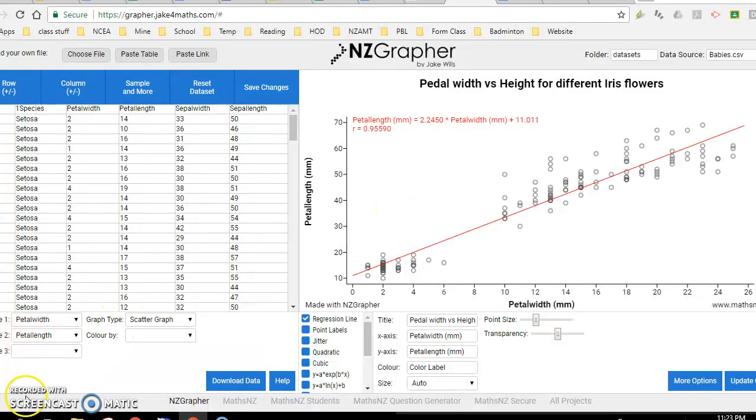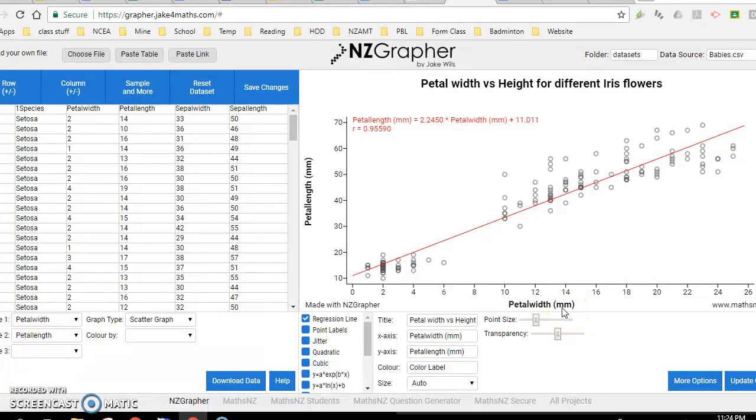We're going for petal, which I just realized that I spelt wrong. Petal, P-E-T-A-L. We'll get it right eventually. Update graph. So petal width versus petal height for different iris flowers. This is the width of the flower, this is the length of the flower. This time I did go and look up the units.